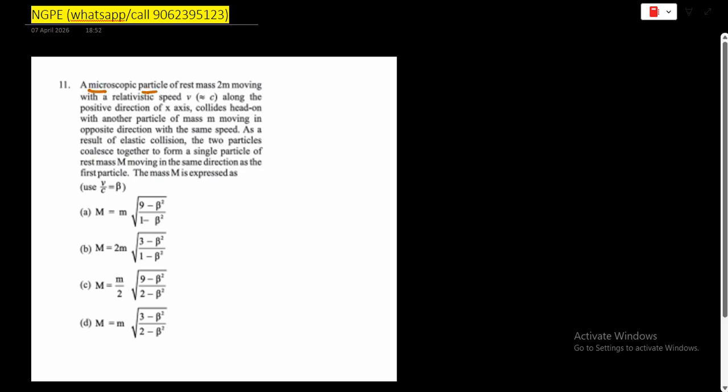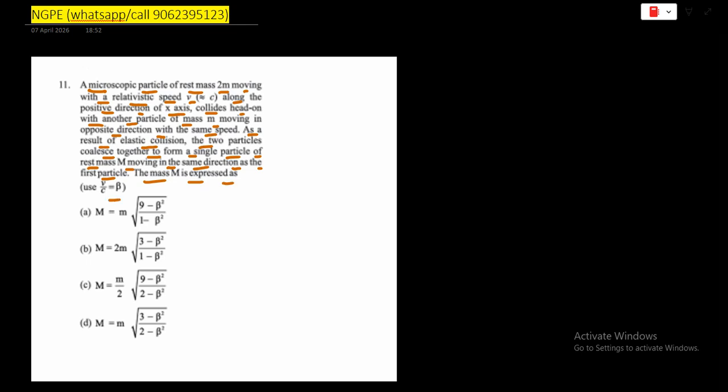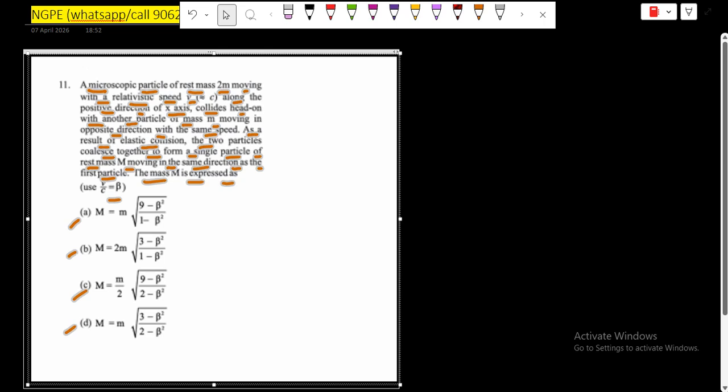A microscopic particle of rest mass 2m moving with a relativistic speed v along the positive direction of x-axis collides head-on with another particle of mass m moving in the opposite direction with the same speed. As a result of the elastic collision, the two particles coalesce together to form a single particle of rest mass M moving in the same direction as the first particle. The mass capital M is expressed as this. Okay, so there are four options and we have to calculate the correct one.